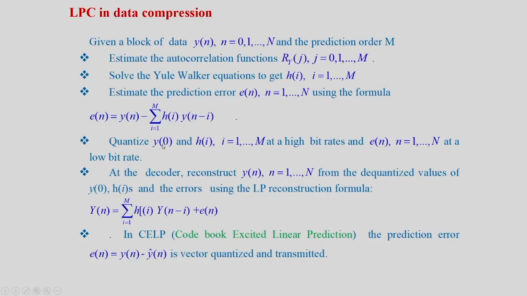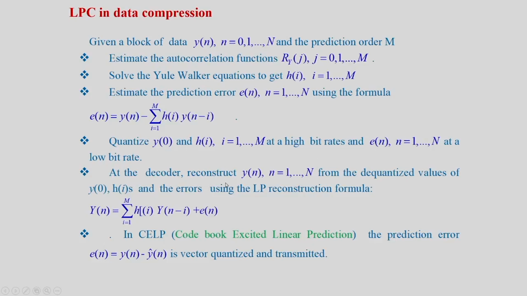We have to quantize y[0] and h_i for i equal to 1 up to m at a high bit rate. So, y[0], that is the initial sample which will be needed to reconstruct the signal, and the h_i filter coefficients, these are coded with a high bit rate. Whereas e[n], which has a small range, is coded with a low bit rate.